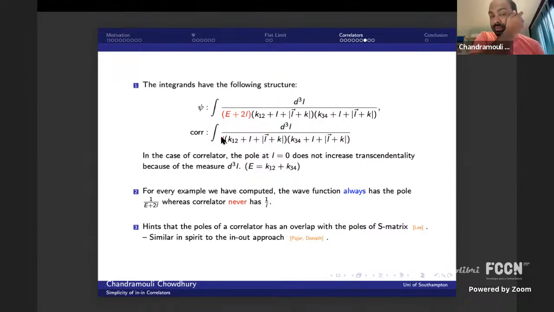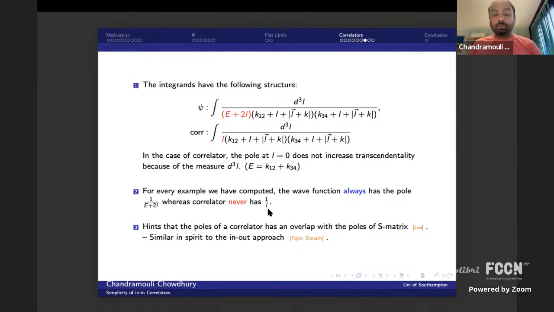And now the nice thing about an integral of this kind is that due to the measure factor, since the measure is d cube L, this pole does not increase transcendentality, because an integral of d cube L divided by L alone is just a polynomial. So in other words, it doesn't give you an extra singularity in the in-in momentum. And for every example that we compute, you can show that the wave function always has this pole, whereas the in-in correlator never has this pole. In fact, this pole gets replaced by 1 over L.